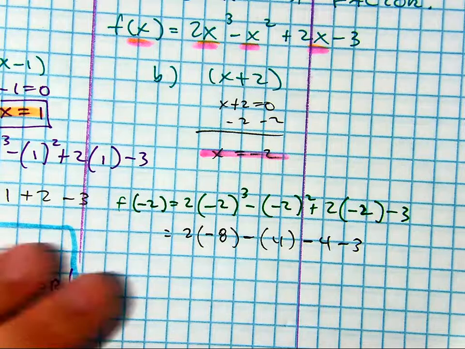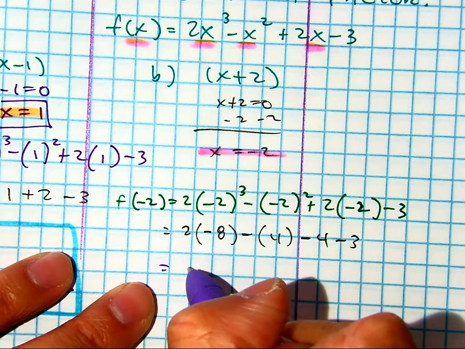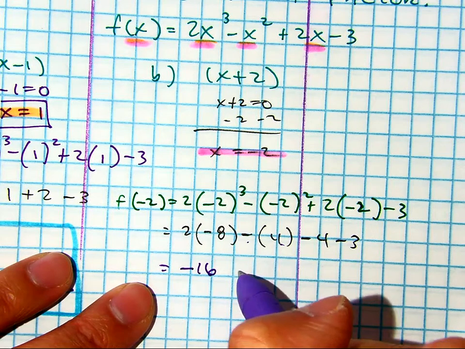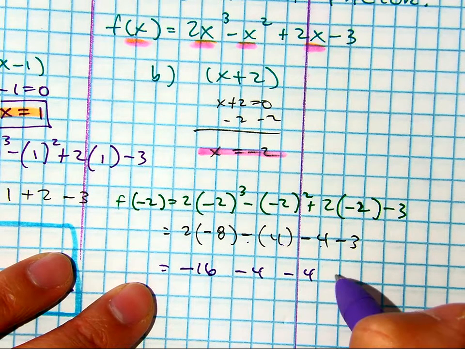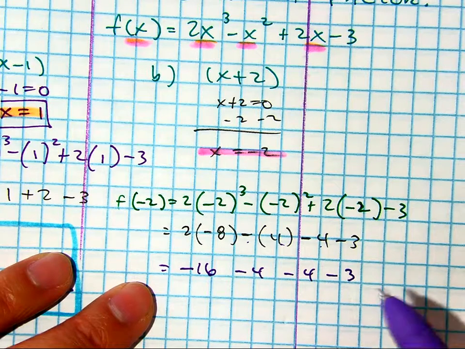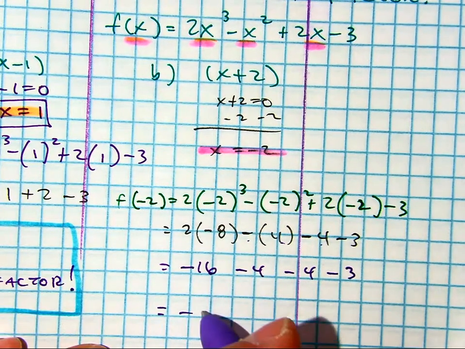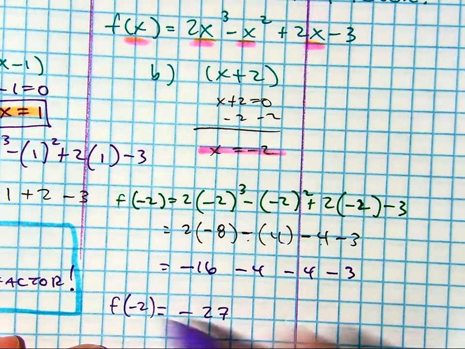And then we'll just clean that up. 2 times negative 8 becomes negative 16, negative 4, and negative 3. They're all negatives, right? So 20, 24, and 27. So when I put in negative 2, it equals negative 27.